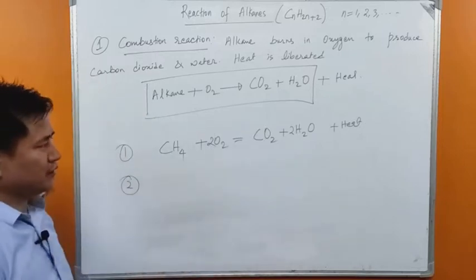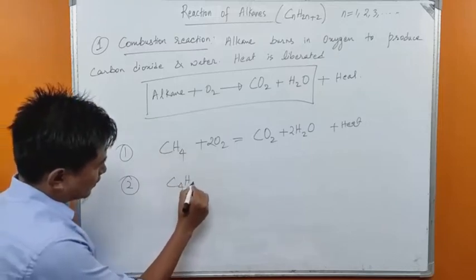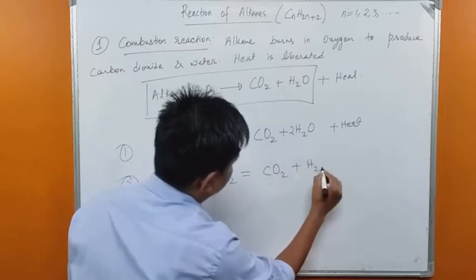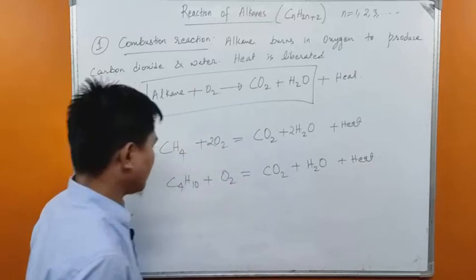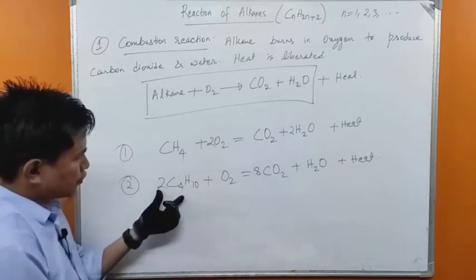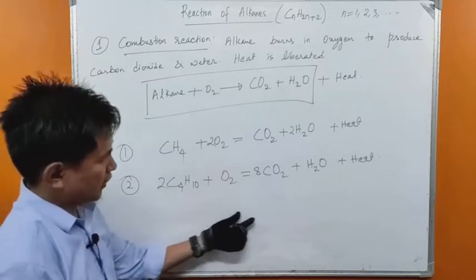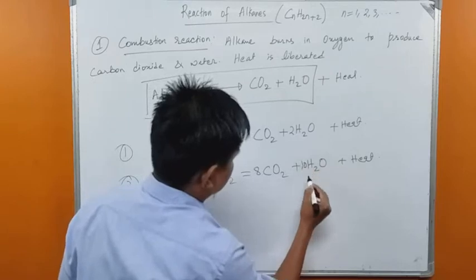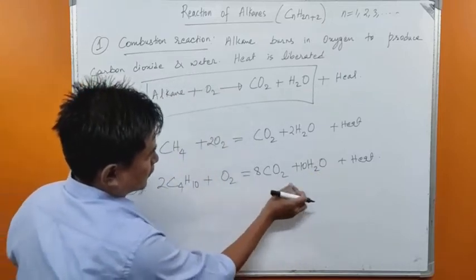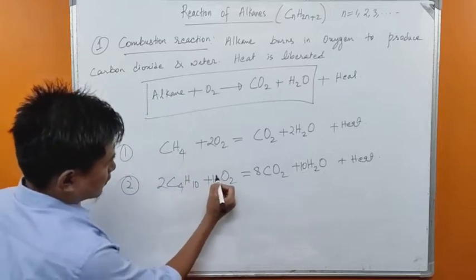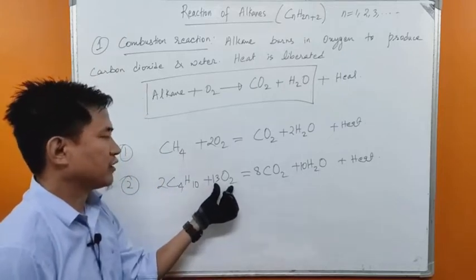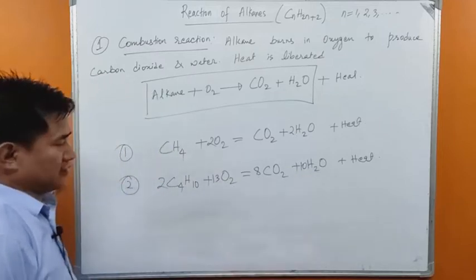And number two, let us take another example. Let us take butane, C4H10. It burns in oxygen to produce carbon dioxide and water, plus heat is liberated. Now let us balance this reaction. 2 C4H10 gives 8 carbon, 8 carbon, hydrogen 20, 10 times 2 is 20. Now oxygen: 8 times 2 is 16, plus 10 is 26, so 13 O2 gives 26. Okay, this is balanced now. Everything is balanced.